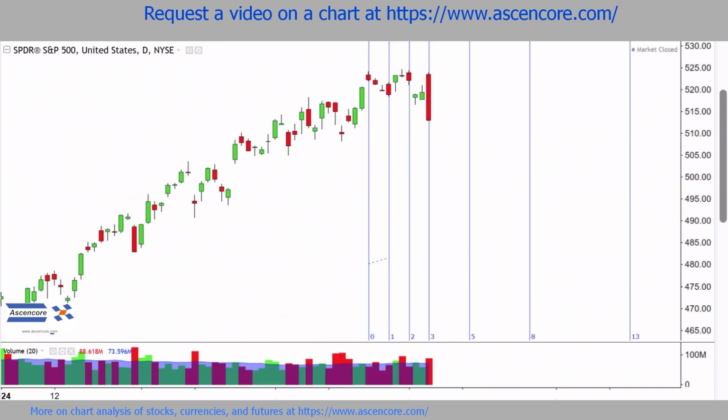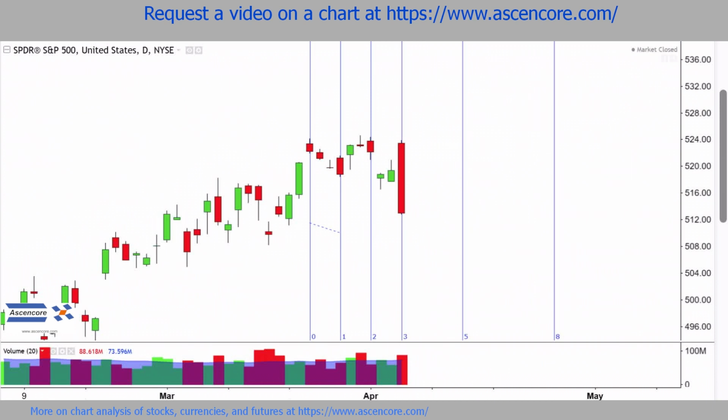Then the interval for a Fibonacci time zone can be based on the duration of the 4-day downswing at the end of March. And right away it shows good validity with the more recent bearish developments taking place right on the number 2 and 3 lines.